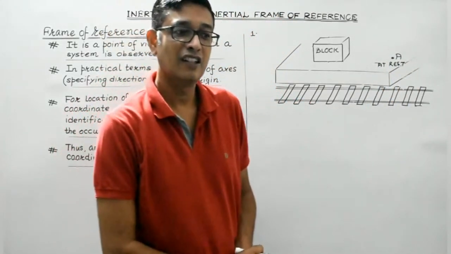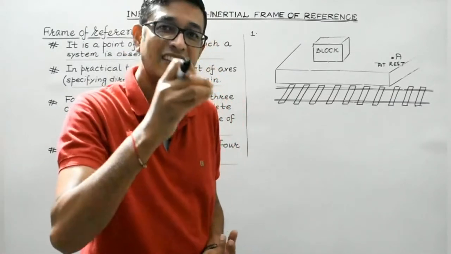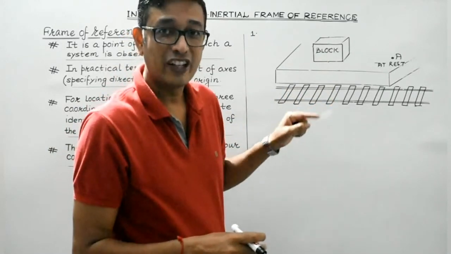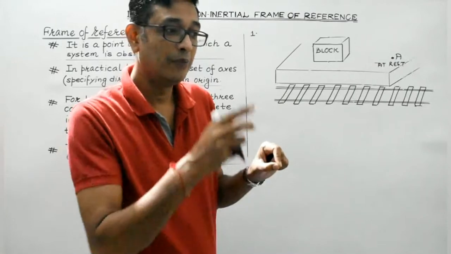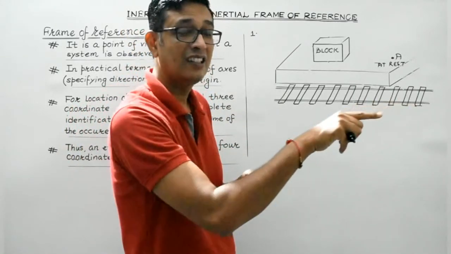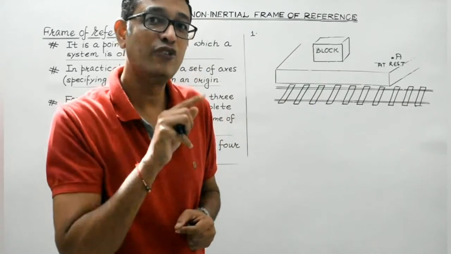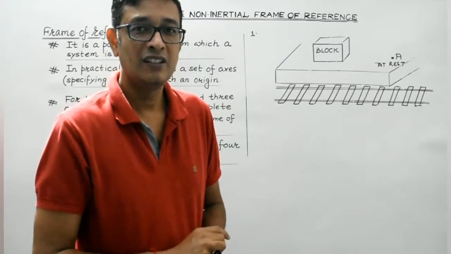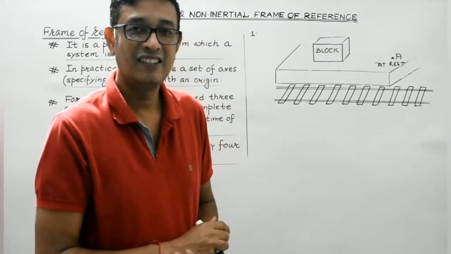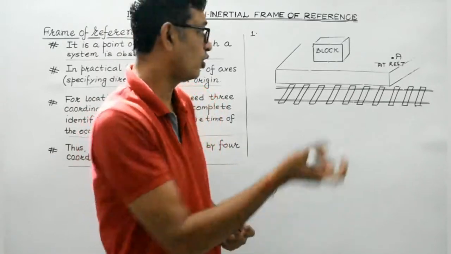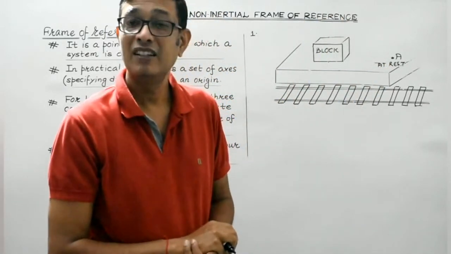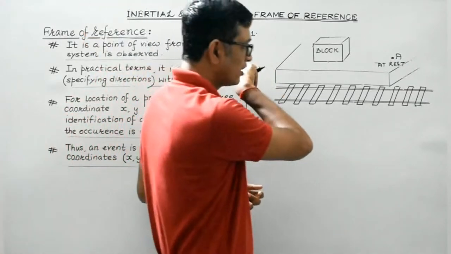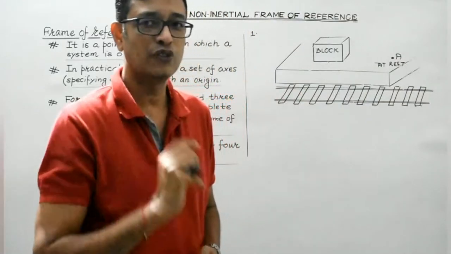Let us consider another observer sitting inside a train and observing this block, and let the train in which observer B is sitting be moving uniformly. That is, let the train be moving in uniform motion with constant velocity V. And a third observer, suppose it is C, is sitting in another train which will also pass through the same platform, but it is accelerating from left to right. So these are the three observers I am talking about.